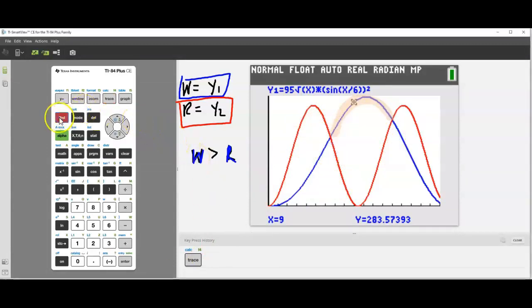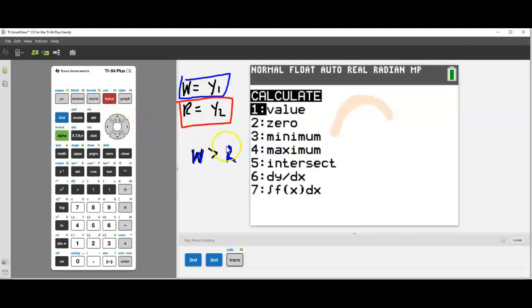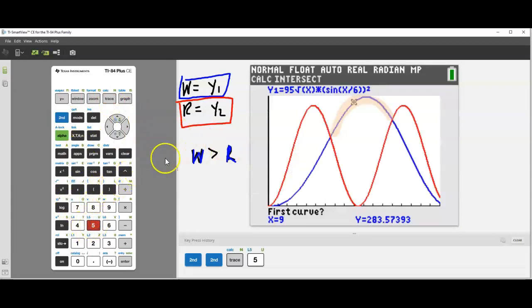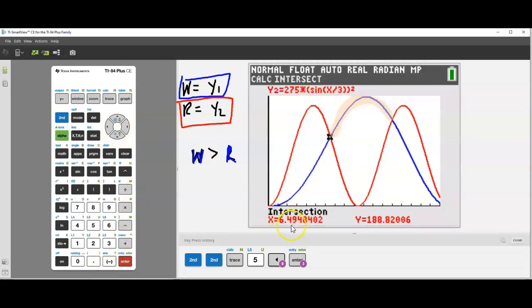Well, you're going to push second. Let me clear my history actually before we get started. You're going to push second, and then you're going to push trace or calc, and then you're going to click 5 for intersect, and then you're just going to scroll until you get to where those lines are crossing, and then you're going to push enter 3 times. And there's my first place where those lines are crossing.